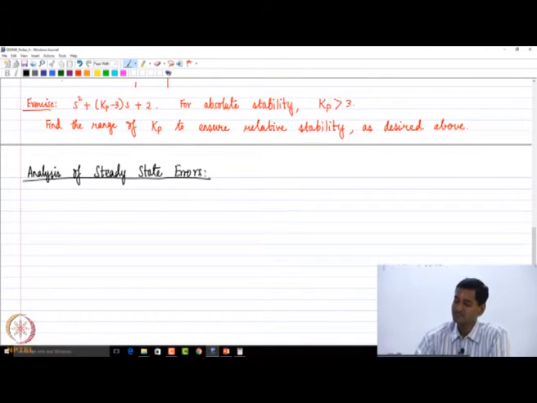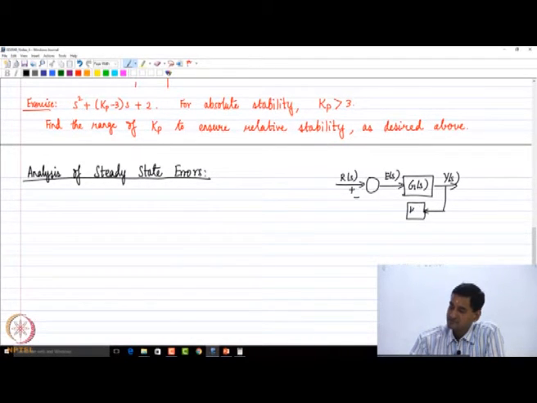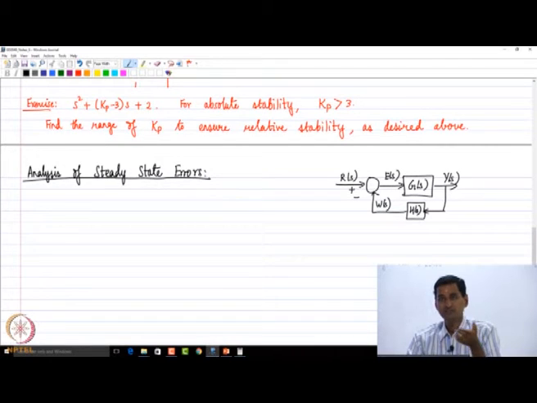So let's look at steady state errors. How do we analyze steady state errors? Let's construct the standard closed loop negative feedback system that we have been looking at. This is the feedback path transfer function, and this is the feedback diagram. Please note, what was G of s called? That's what is called a forward path transfer function. H of s is the feedback path transfer function.